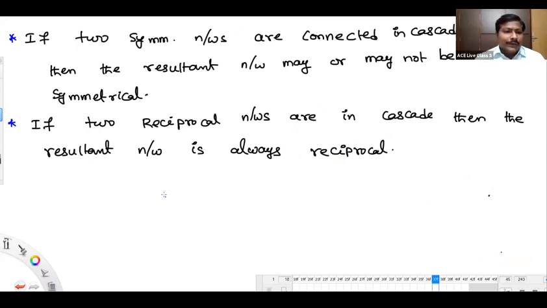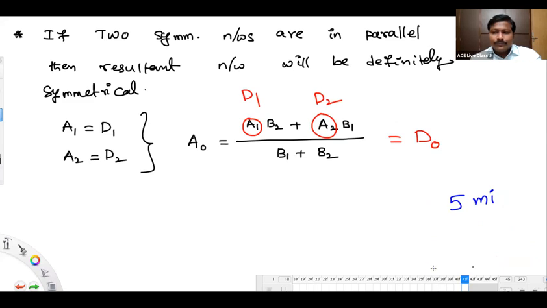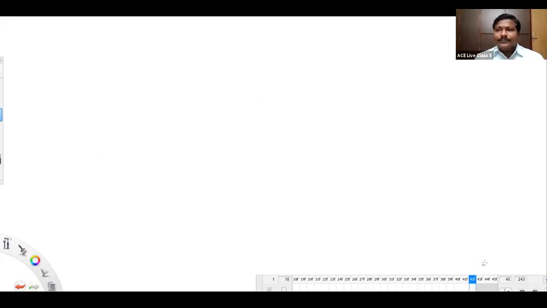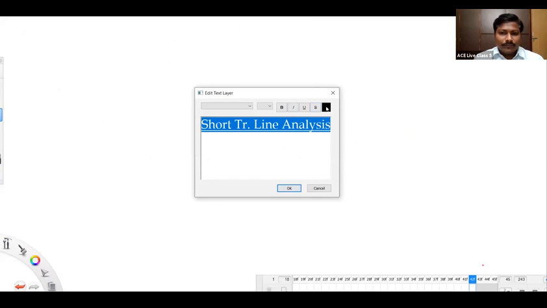So I have resumed the audio, video, and screen. Right. So let's continue with the short transmission line analysis in the next slide. Next topic, you can say this one. Short transmission line analysis.